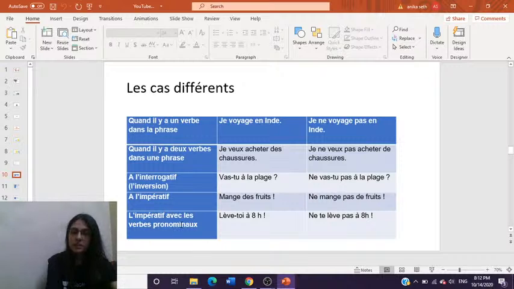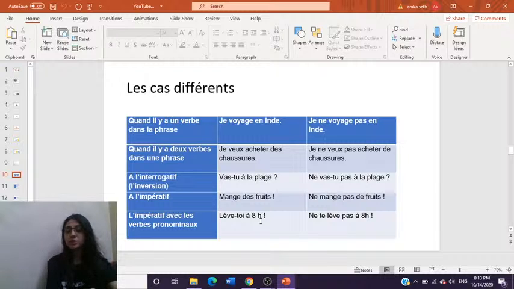Then is l'impératif avec les verbes pronominaux. So imperative with the pronominal verbs. Now what happens in the pronominal verbs? Like "lève-toi à 8h". So over here, "toi" is the object pronoun of the verb. Like we say in the affirmative form, "tu te lèves". So this in the imperative becomes "lève-toi", for example, "à 8h".